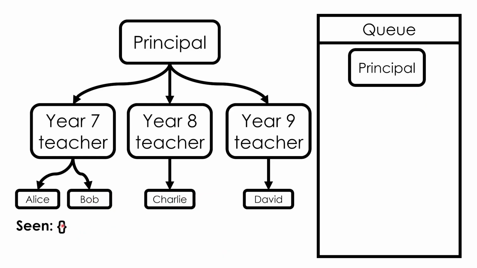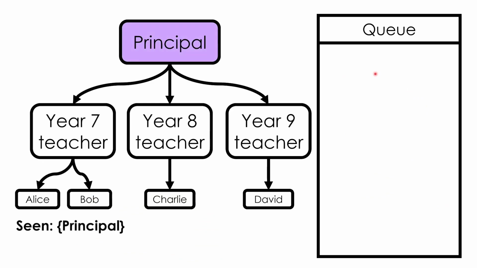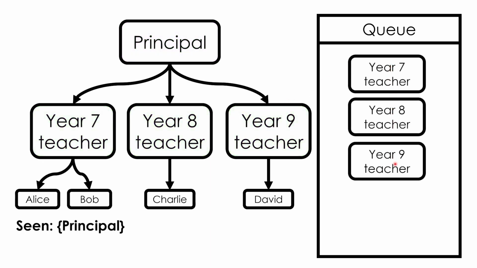So let's have a look how it will work. I've got one item in the queue, which is principal. I will pop that off the queue, and we will process it now. To process it, I add it to the set of things that we've seen, put it in here, and we'll loop through its children, one at a time. It has 3 children, Year 7 teacher, Year 8 teacher, and Year 9 teacher. So for each of them, I'll push them to the end of the queue. Great, we've finished processing principal. Let's process the next thing.